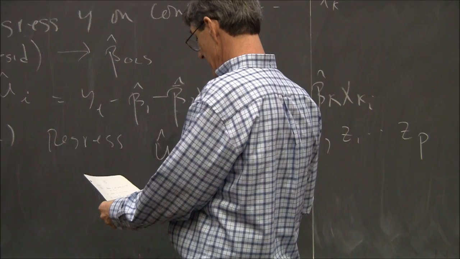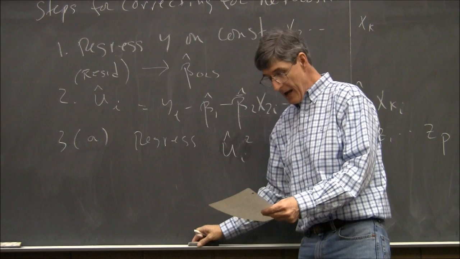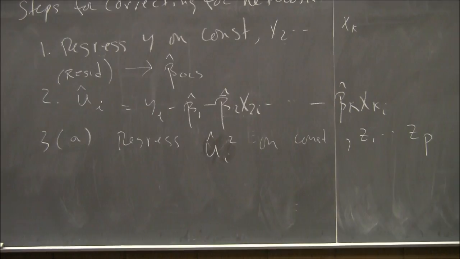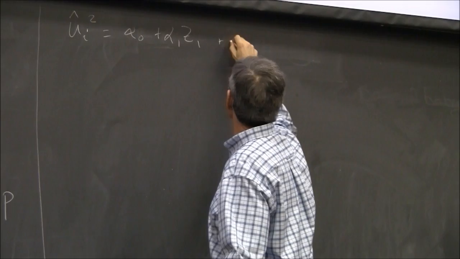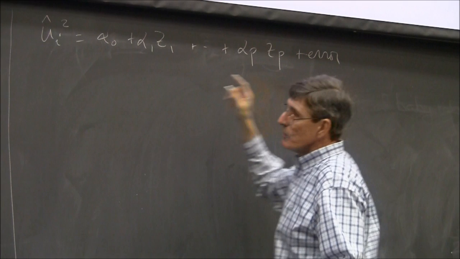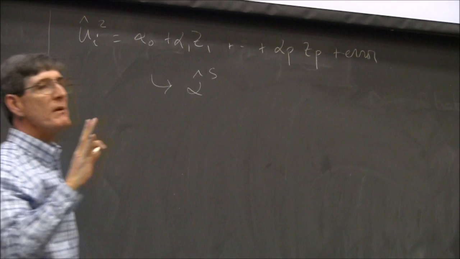So you run the regression. Then what you would do for 3A, you regress u hat i squared equals alpha naught plus alpha 1 z1 plus alpha p zp plus an error. So you use this estimate of u hat i squared to run that regression. That gives you the alpha hats. Now this is the step that people have trouble with in the procedure. This seems to be the one place that people get hung up.